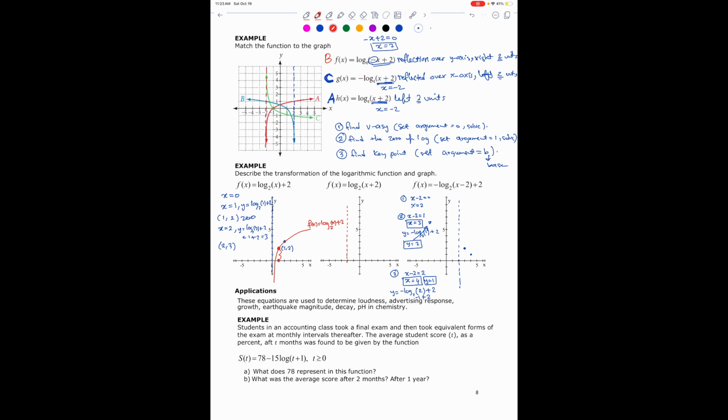And the graph of the function is going to look like so.